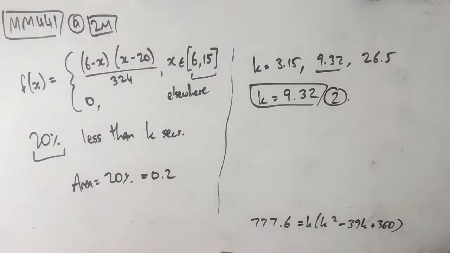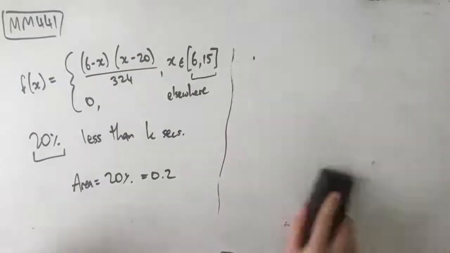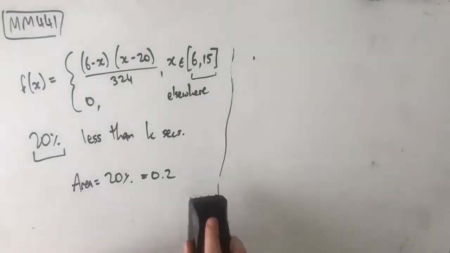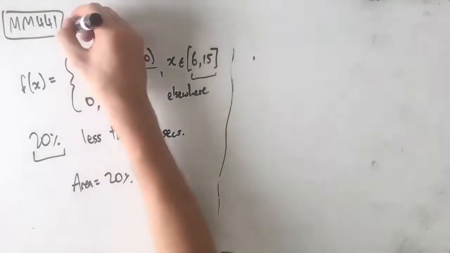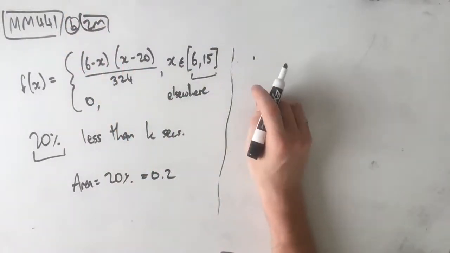As always, guys, let me know if you have any questions, but for now, let's move on to part B. Part B is a 2-mark question again, and it's a little bit different. It says, if a car takes more than k seconds to reach 100 kilometers an hour, what is the probability that it takes less than k plus 3 seconds to reach 100 kilometers an hour?